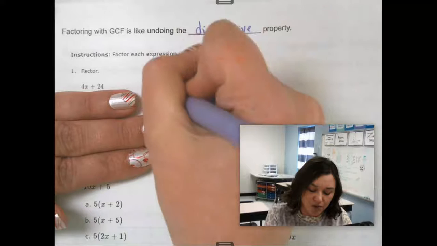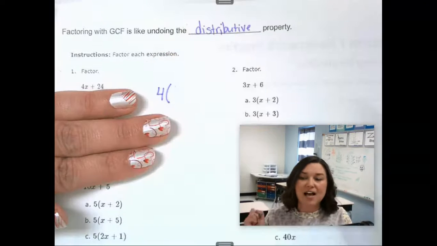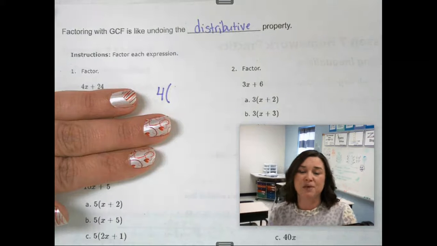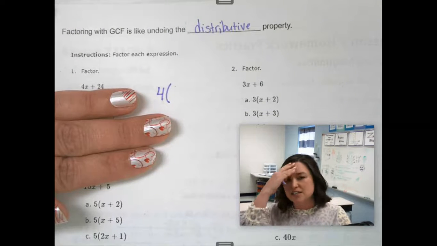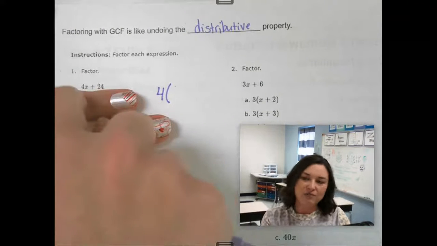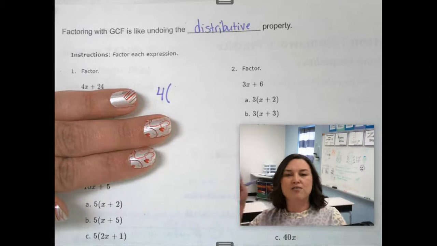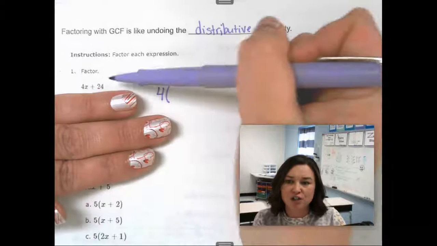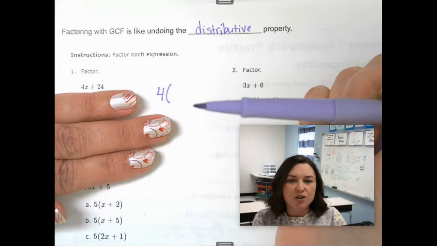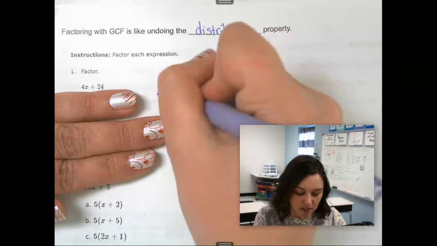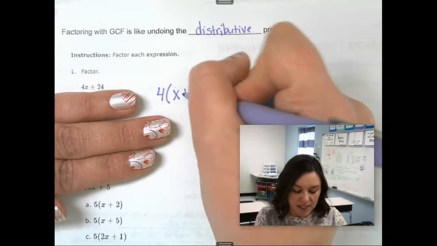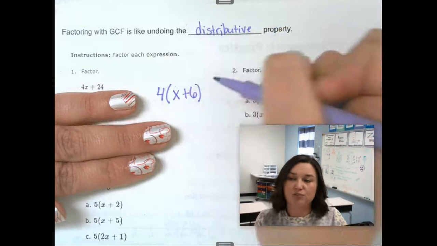And so what you do is you put 4 outside of a parentheses, because what we're doing is undoing that distributive property. So we're saying, this is what it is after we've distributed. What did it look like before you distributed? So I have to divide each term by 4. So 4x divided by 4 is 1x, and 24 divided by 4 is 6. And you close your parenthesis.